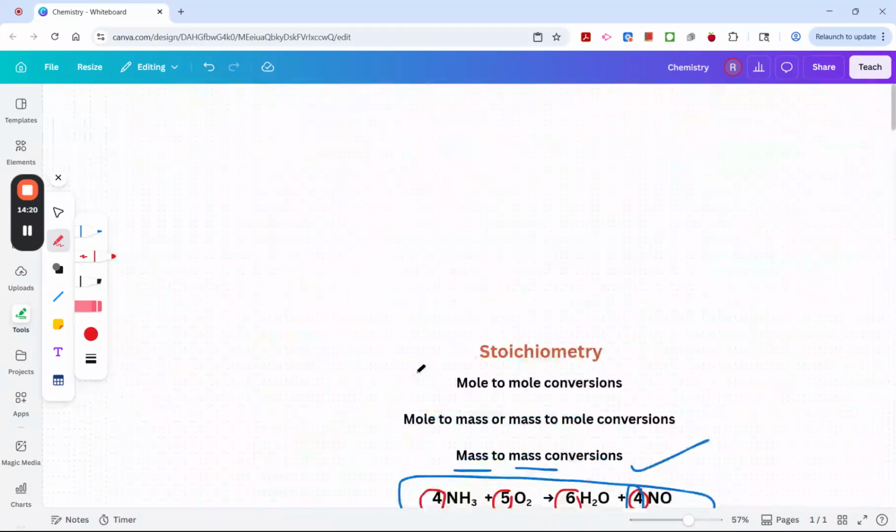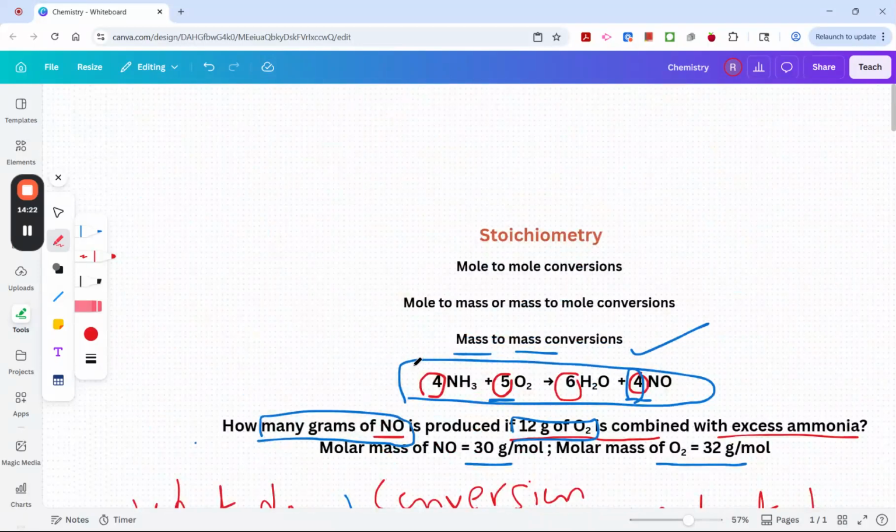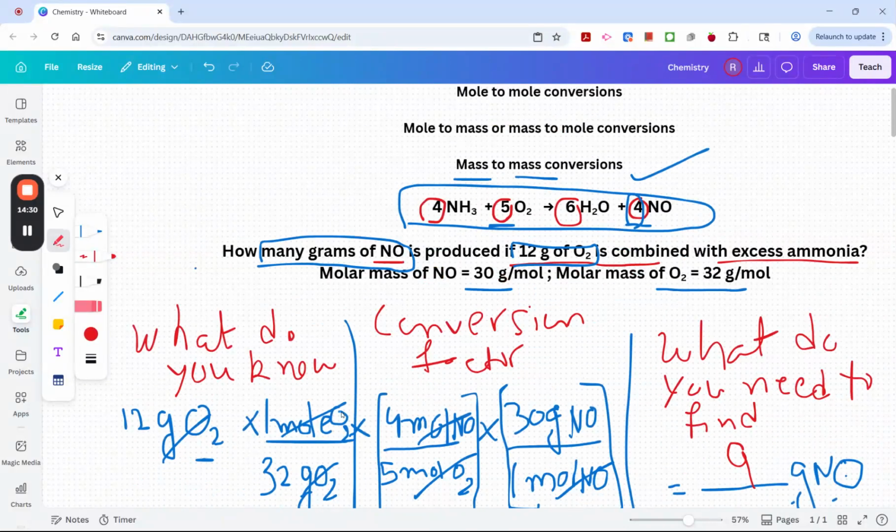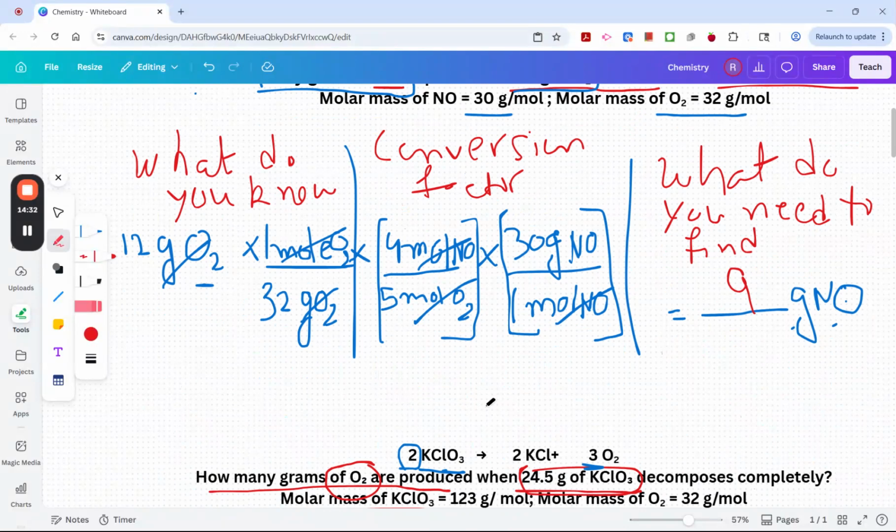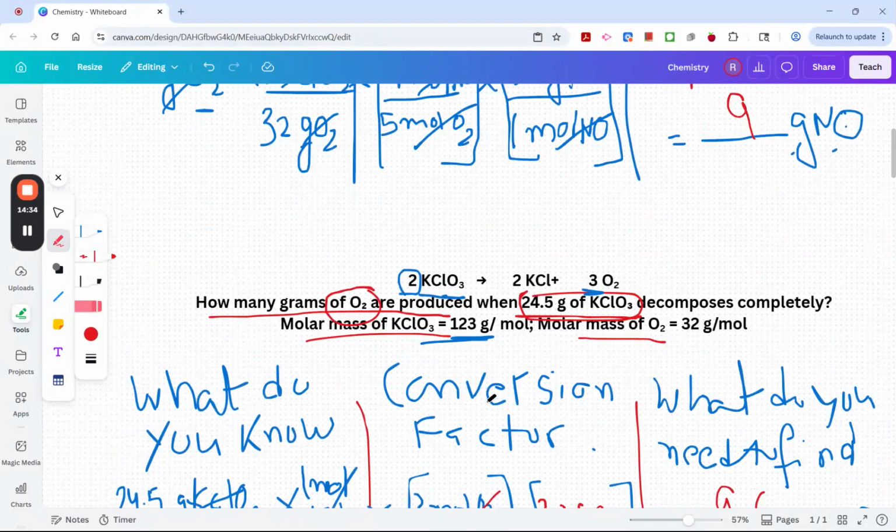In the next video, I will show you how to find the limiting reagent and excess reagent. There are a few parts, especially for advanced or AP level kids. And after that, I will show you the pH calculations.